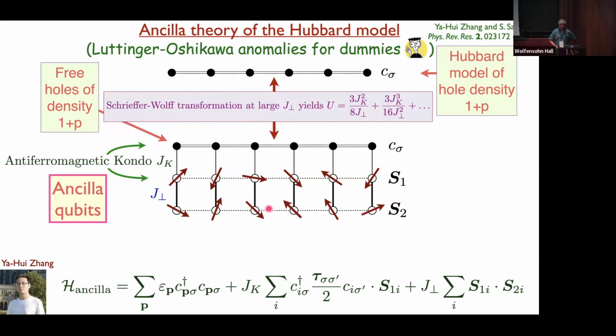So first of all, if J perp is really large, then these spins will form singlets, and you're done. I mean, okay, then you just have free fermions, and you have a Fermi liquid. Everything is boring. So where we can rigorously derive all this, there's not much more to say. You just get back to where you started.